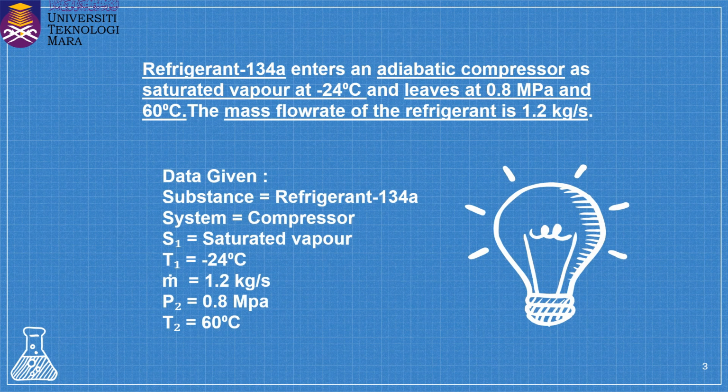As we can see here, the data given is: the substance is refrigerant 134A. The system is a compressor. State 1 is saturated vapor. The temperature T1 is negative 24 degrees Celsius. The mass flow rate is 1.2 kg per second. P2 is equal to 0.8 megapascal, and T2 is equal to 60 degrees Celsius. These are all the important things that we need to use in order to answer the question.